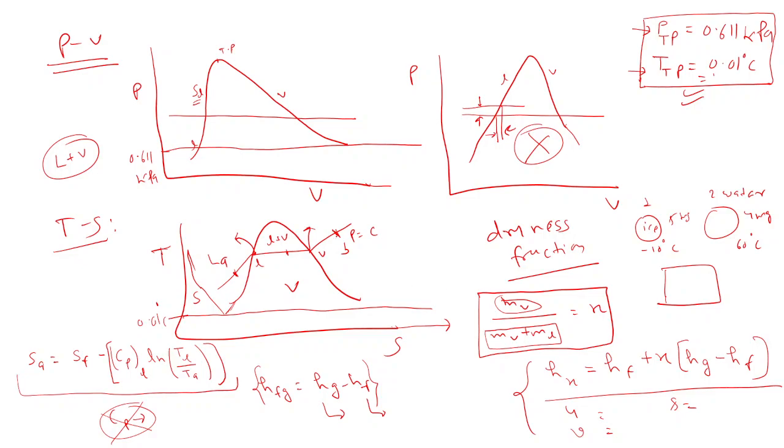In the same way, you can find the entropy here at point B. Entropy means we will draw again.